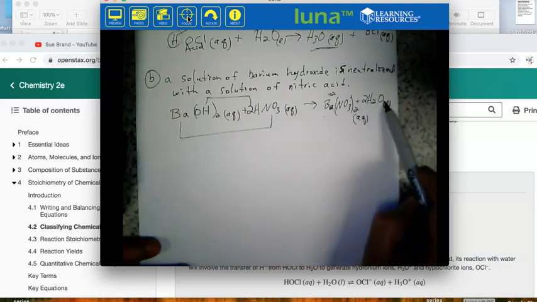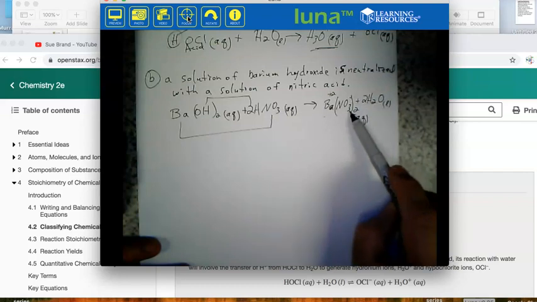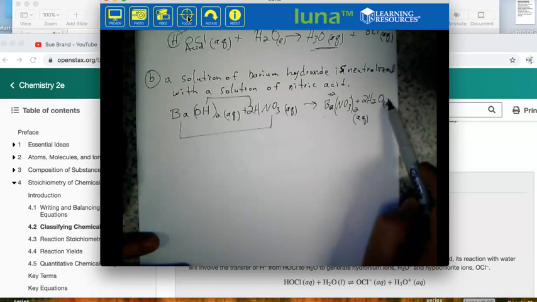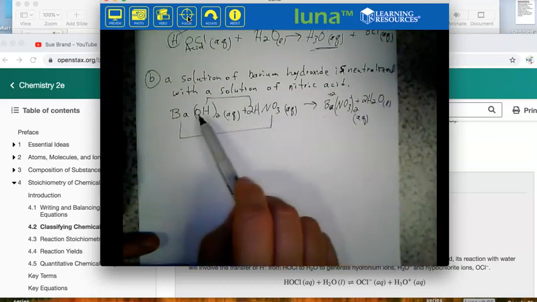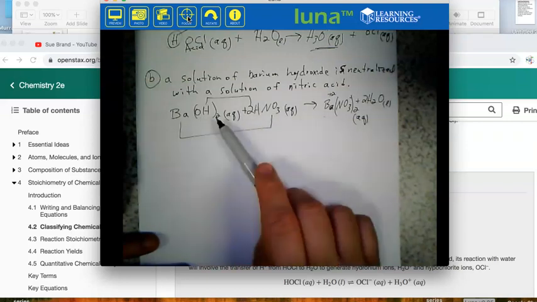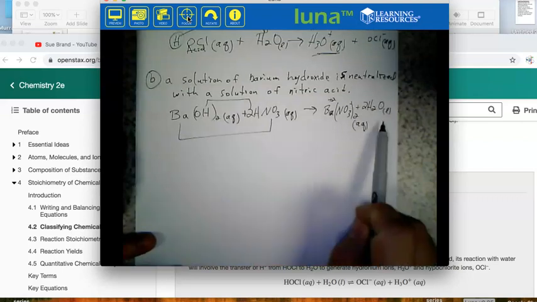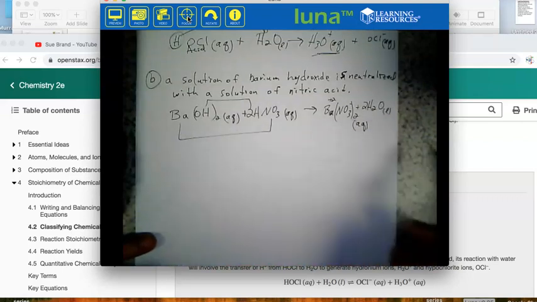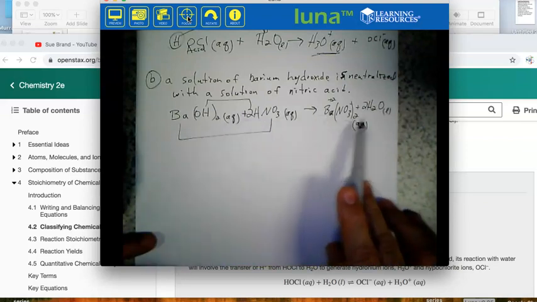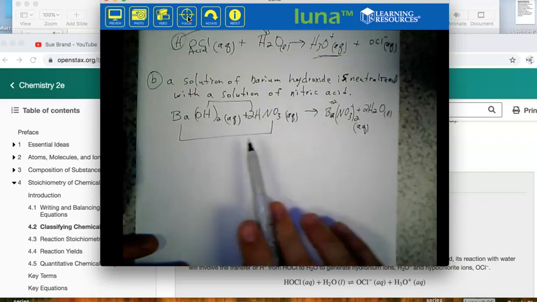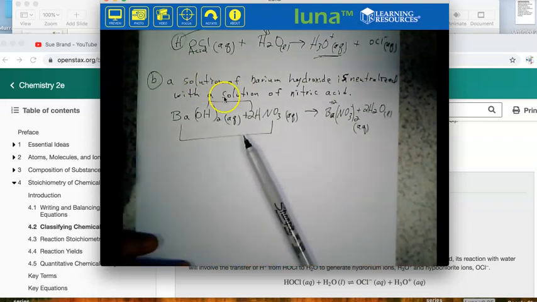And so I have 2 oxygens plus 3 times 2, which is 6. So 6 plus 2 is 8 oxygen on the right-hand side. And then I have 2 times 3, or 6 oxygen plus 2, so that's also 8 oxygens on the left-hand side. And so now my equation's balanced. And this is just showing you a neutralization reaction where we have a strong base and a strong acid reacting to produce water and barium nitrate, which is a salt.